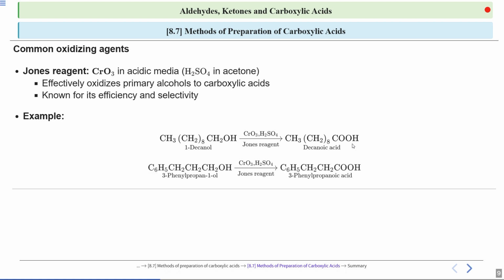Another example you can see is 3-phenylpropan-1-ol. When you use Jones reagent, it is oxidized to a carboxylic acid, which is 3-phenylpropanoic acid. Because if we do the numbering, 1, 2, 3, on the third carbon we have a phenyl group attached. So this is 3-phenylpropanoic acid.